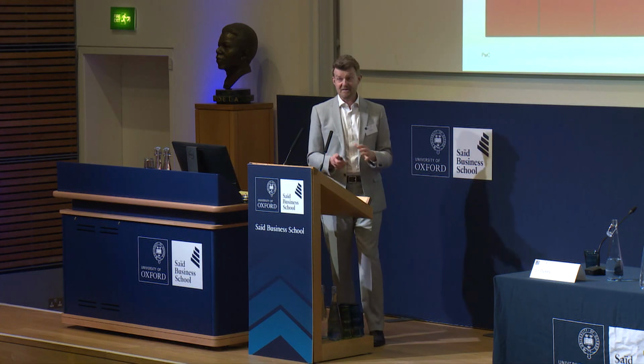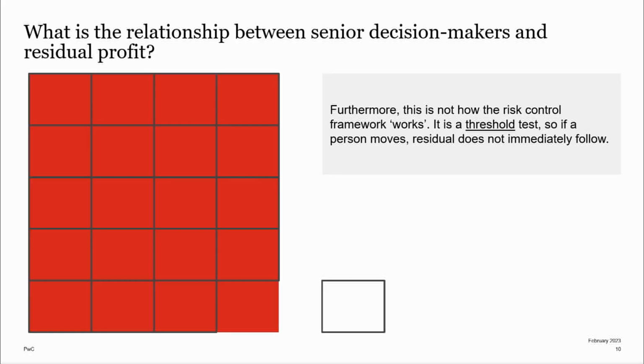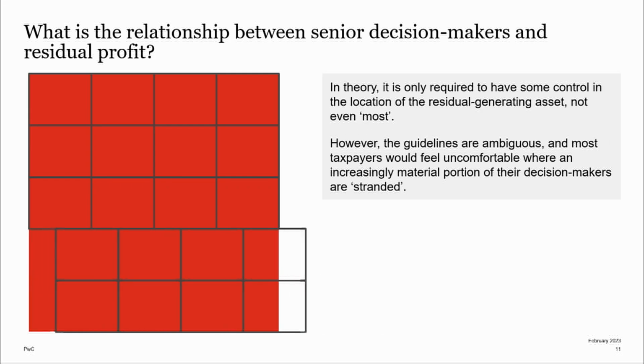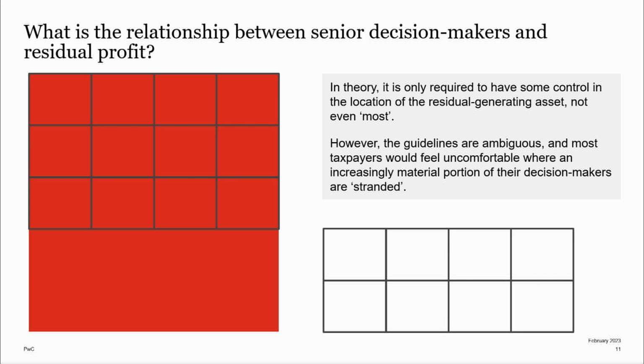And this is perhaps the most important point of all. It's not how the risk control framework actually works. The risk control framework is a threshold test. I said earlier on that what the OECD were aiming to do was to come up with some rules that prevented tax planning in which you could invest in assets in a low tax jurisdiction. What the rules actually say is that you only need to have some control in the location of the residual generating asset. You don't even need to have most control there. So in theory, you could still move 40% of your people, and it wouldn't affect where your asset is based, and that in turn shouldn't affect where your residual profit flows to.